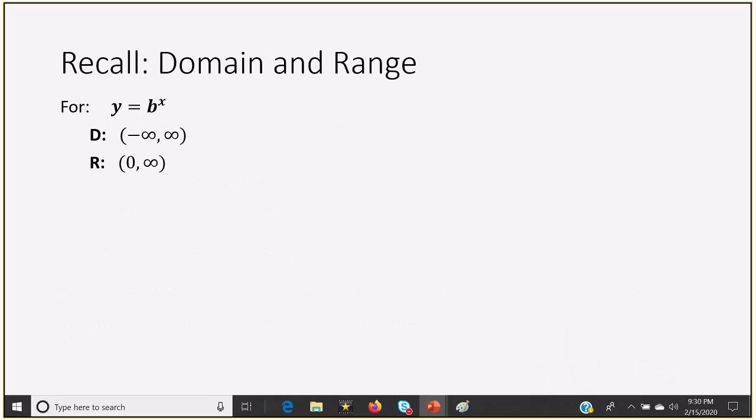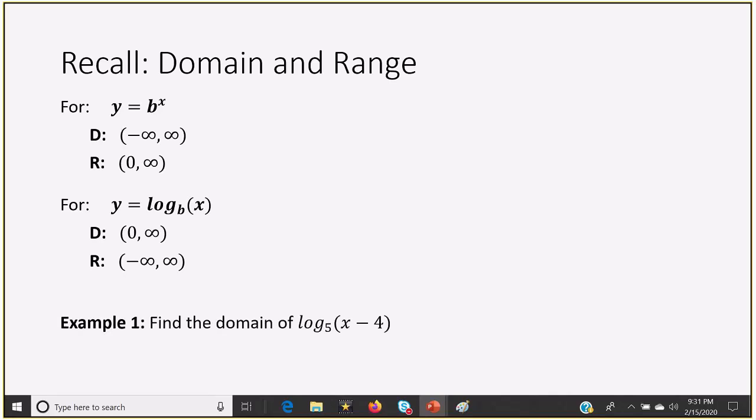Now, to really hammer home the connection between the two. When we talked about an exponential, the domain of an exponential is always negative infinity to infinity. The range of an exponential, unless it's been transformed, is 0 to infinity. Well, a logarithm, you just flip those. So the domain in this case will be 0 to infinity, and the range will now become negative infinity to infinity.